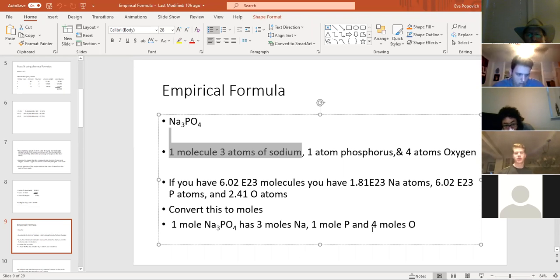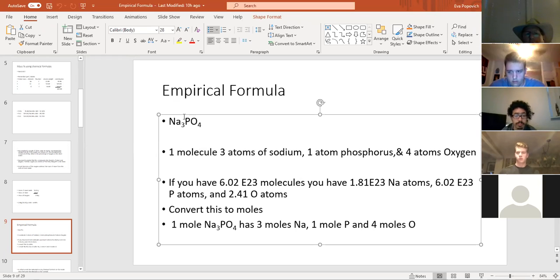Yeah, it's Philip. So in this situation, is the empirical formula the same as the molecular formula because it's the same number of moles as it is to molecule? No, the reason, Philip, is you can't divide 3, 1, 4 by any number other than 1, can you? Right, that makes sense. Okay. So if the molecular formula were Na6P2O8, I could divide each of them by 2 to get the empirical formula of Na3PO4. Does that make sense, Philip? Yeah, that makes sense.